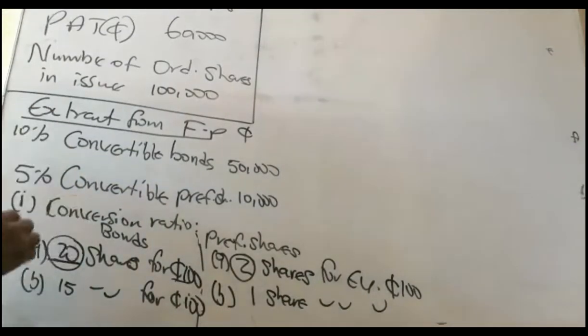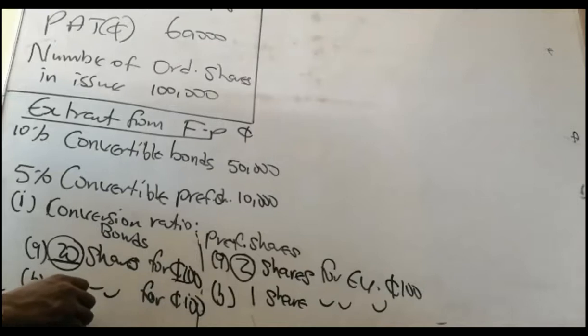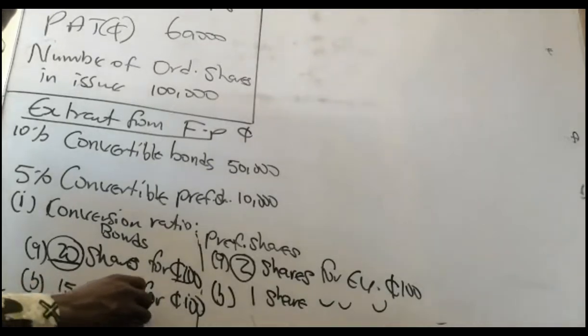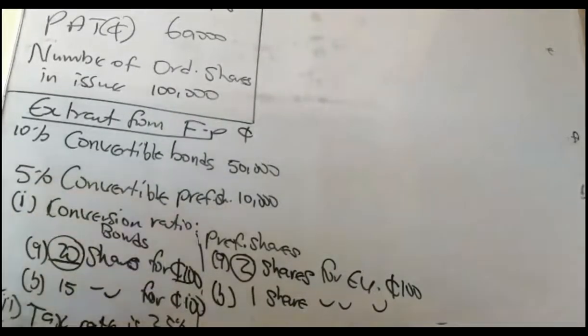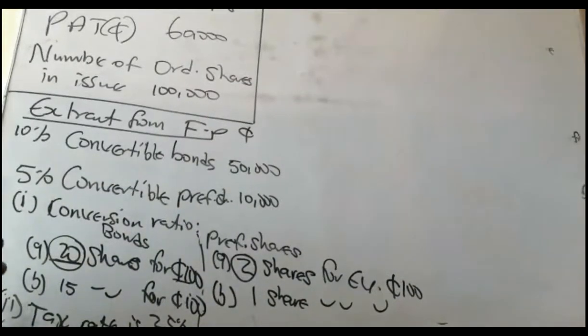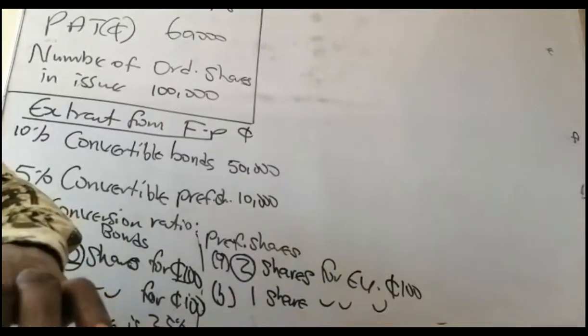The last note, note 2, says that the company pays tax at the rate of 25%. The tax rate is 25% for this company. So Change Limited pays tax at the rate of 25%. Required: calculate both the basic earnings per share and the diluted earnings per share. And that is the end of the game.